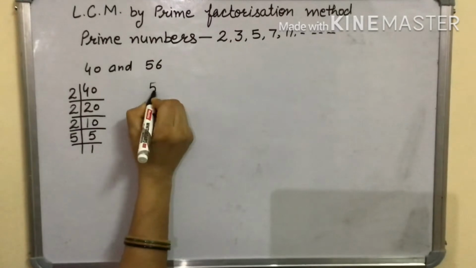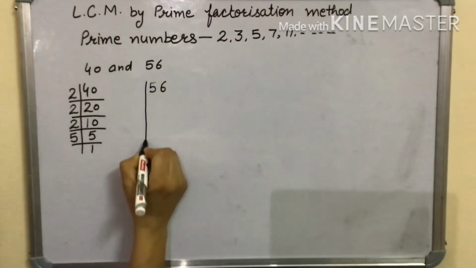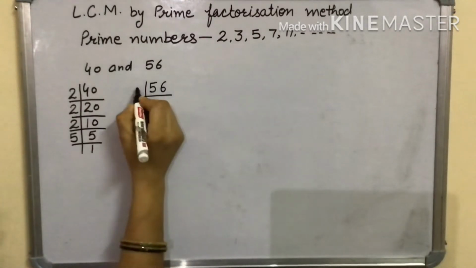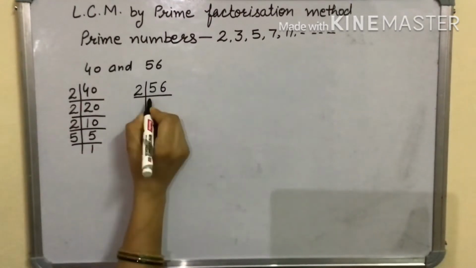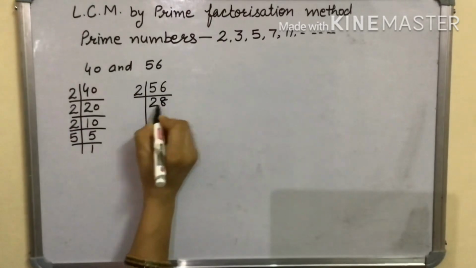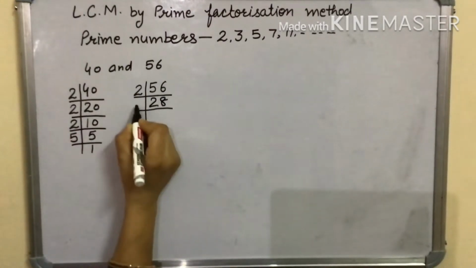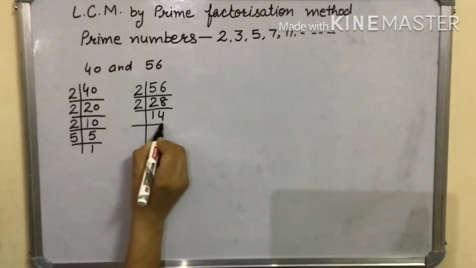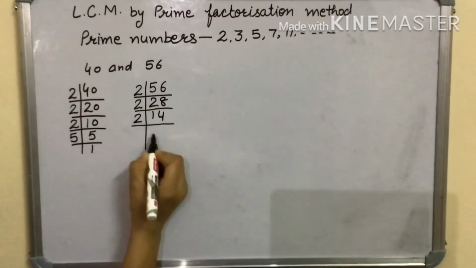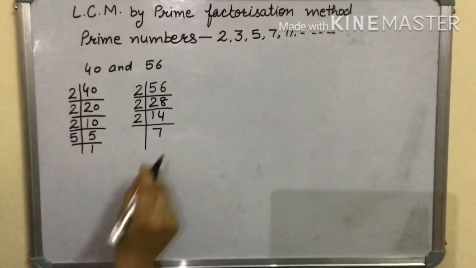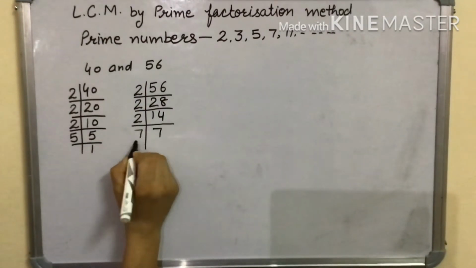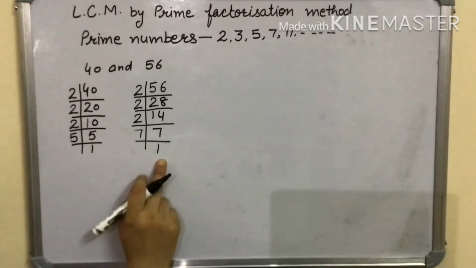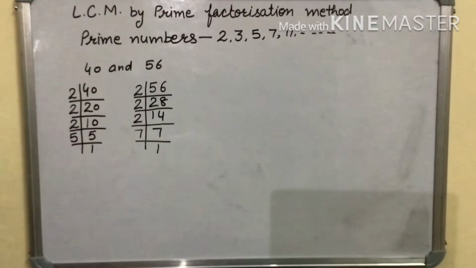Like this, we will factorize 56. 56 is an even number, so we will divide it by 2 and we get 28. 28 is also divisible by 2, we get 14. 14 is also divisible by 2, then we get 7. And 7 is divisible by 7 itself. We get 1. In the end, we get 1 in every number.